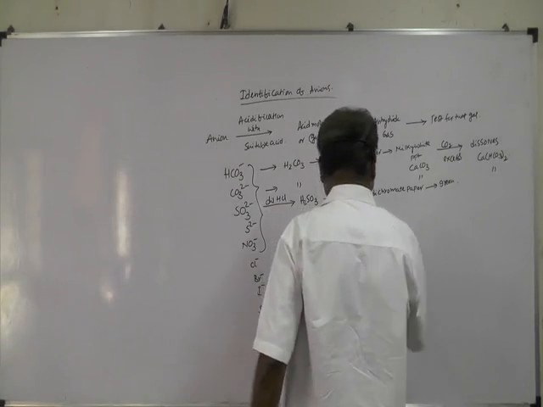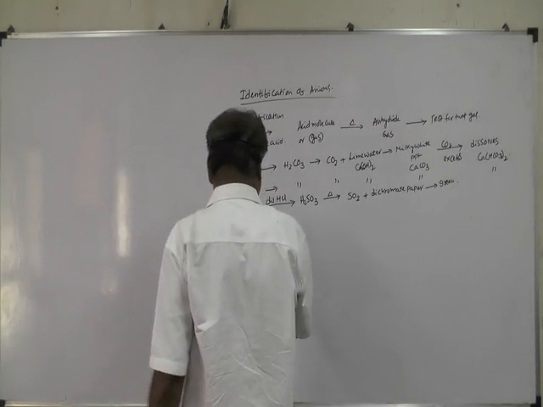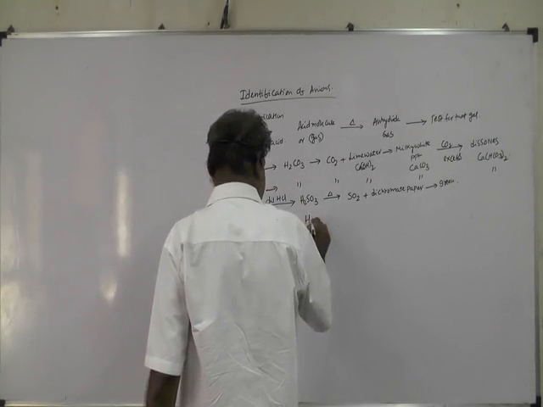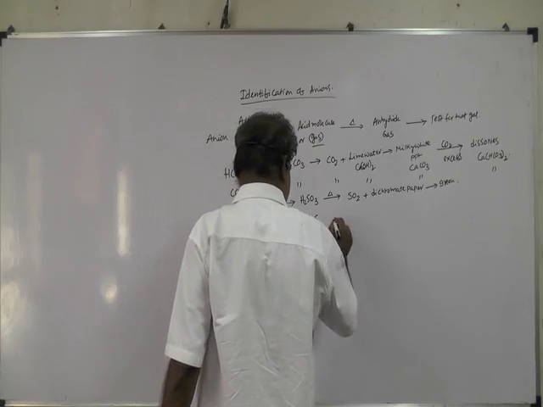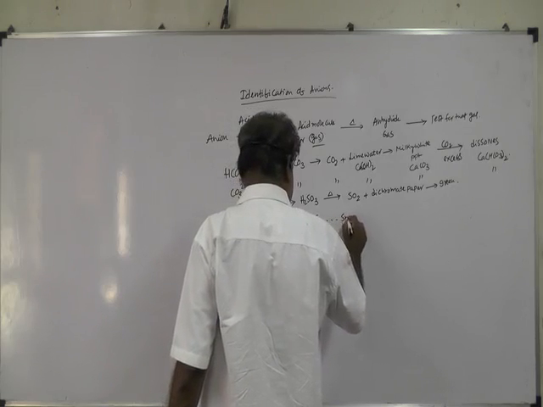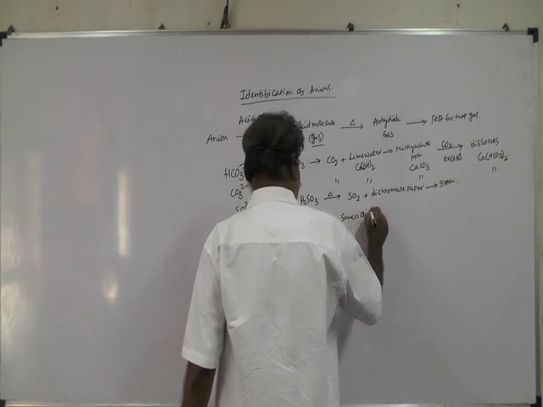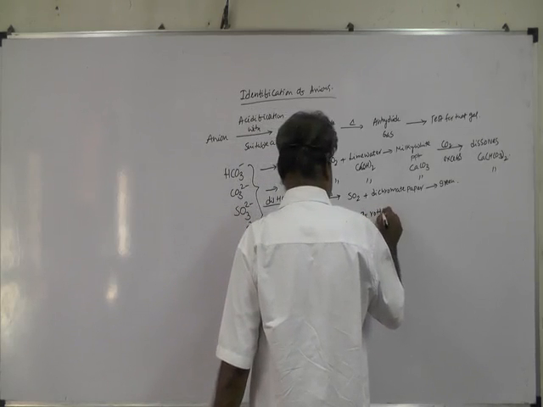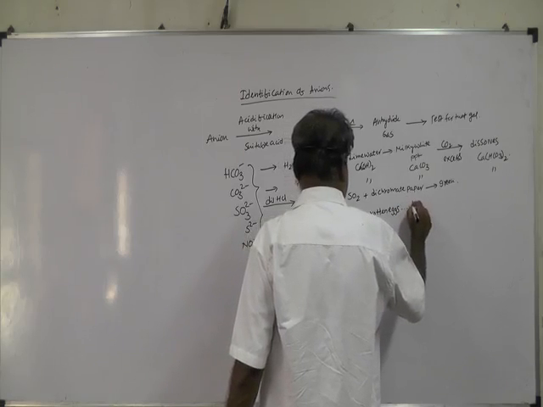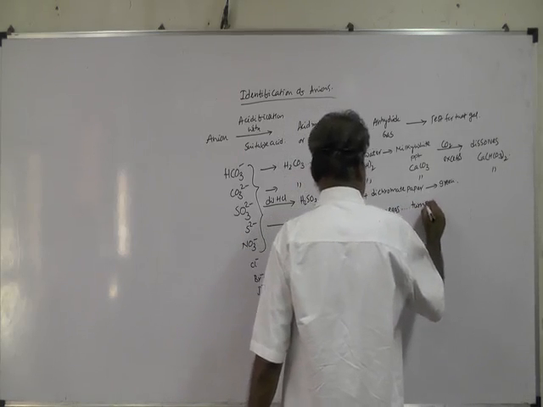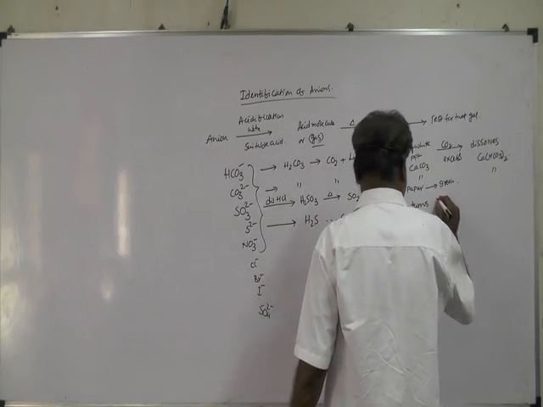Now, sulfide, you get directly H2S gas. Smell of, what is the language used for this? Smell of rotten eggs. And turns lead acetate paper black.